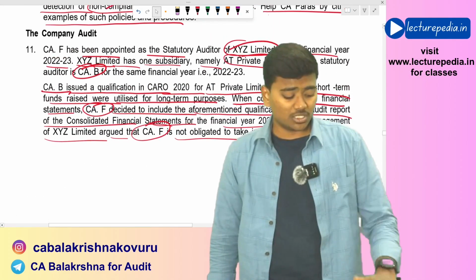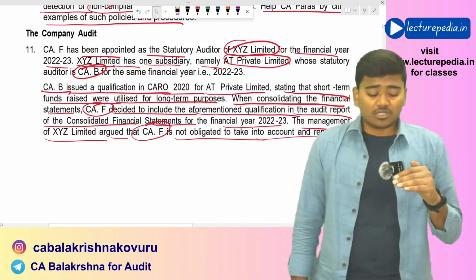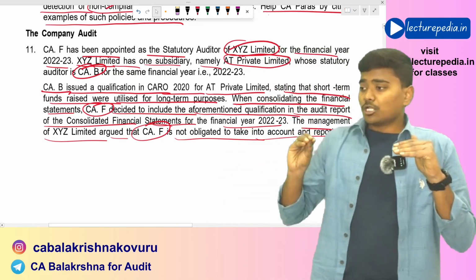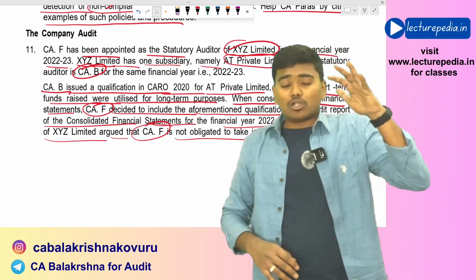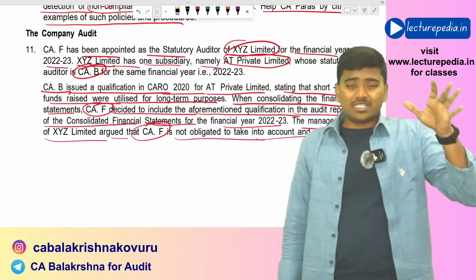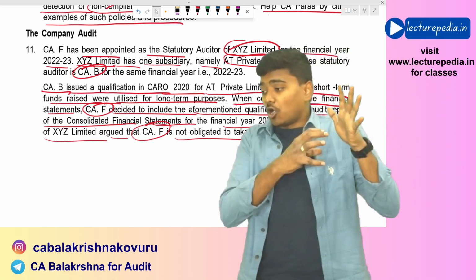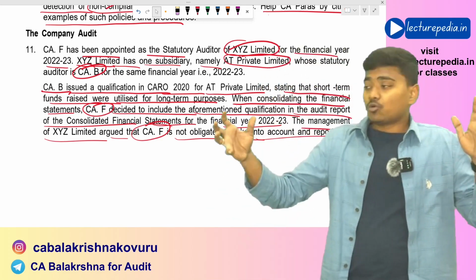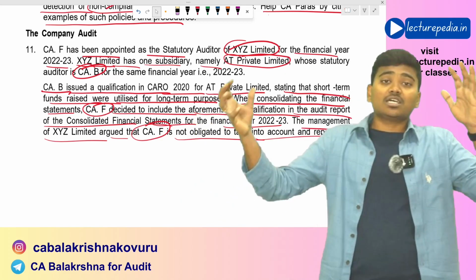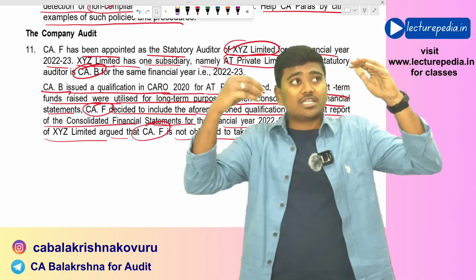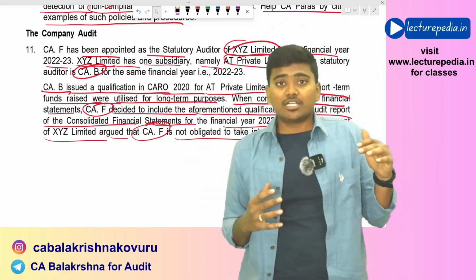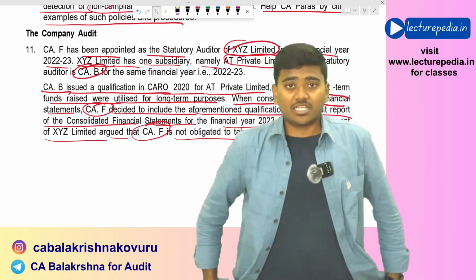Basically, what's the issue here? The auditor of the subsidiary company, in the CARO report, has given a qualification. Now, the auditor of the consolidated financial statements wants to refer to that qualification given by the auditor of the subsidiary, and mention it in his audit report on the consolidated financial statements. Whether he can do so or not.